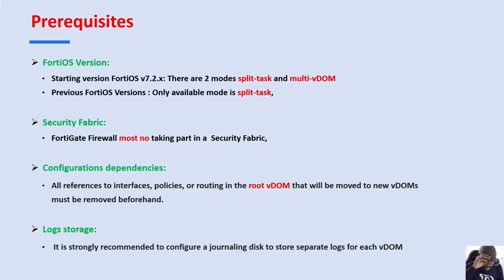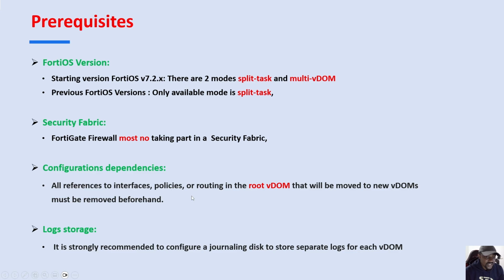must not be a member of a security fabric. So you need to make sure you remove the FortiGate from any security fabric before you enable vDOM on the FortiGate device. Same thing with interfaces, policies, and routing.